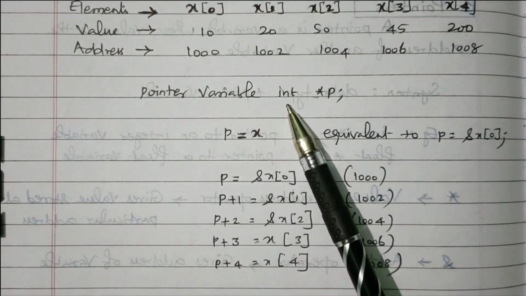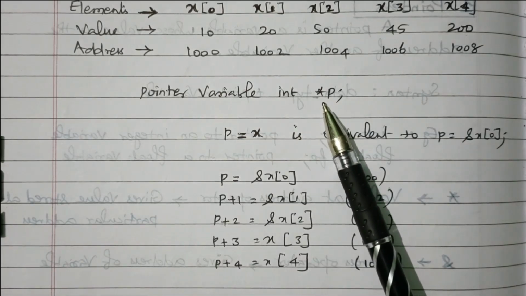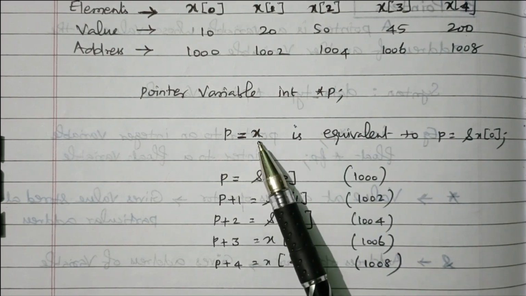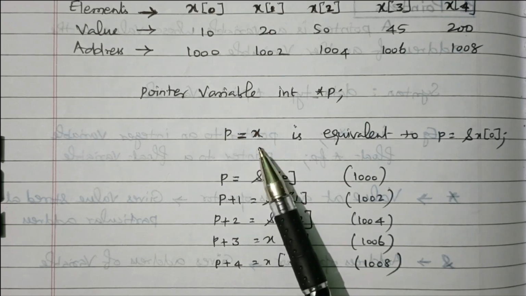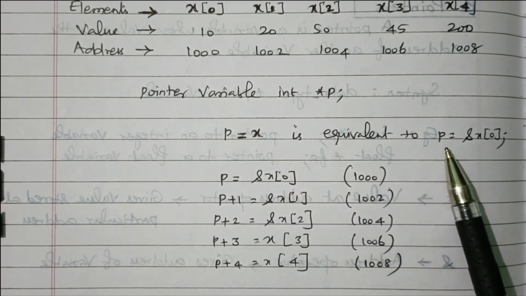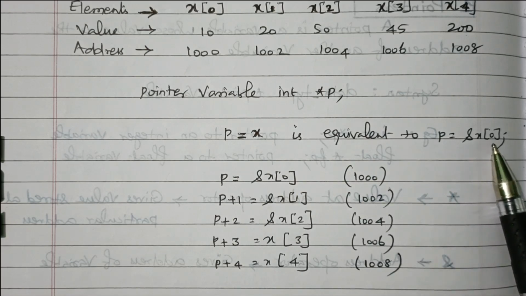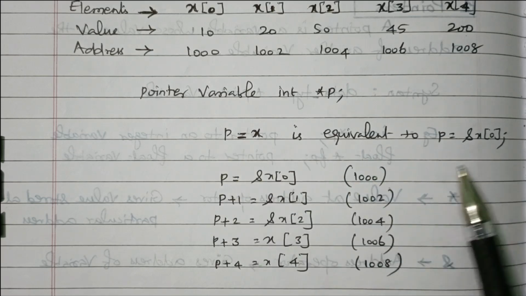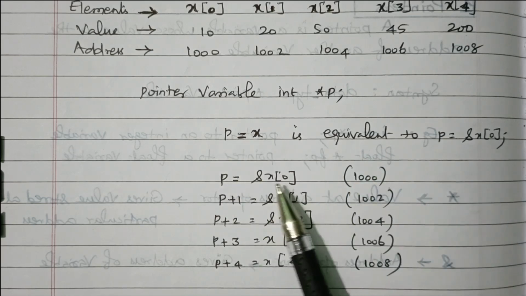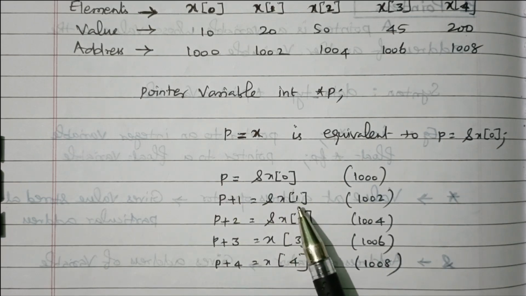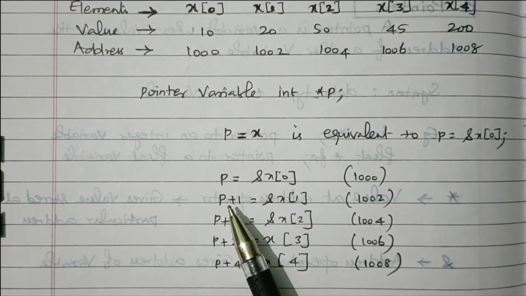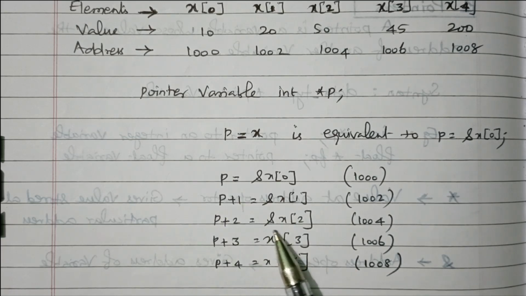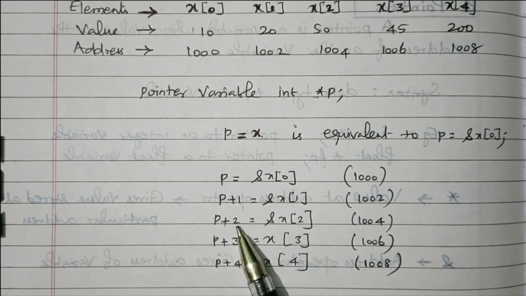The pointer variable is int *p, right? We declare one pointer variable, *p equal to x. What is the meaning? The content of x is stored in p, that is equivalent to p equal to address of x[0], right? Address of x[0], so both are equal. What is the meaning? The address of x[0] is stored in p, the address of x[1] is stored in p plus 1. So an array is a collection of elements; similarly, the pointer will also be incremented. The address of x[2] will be stored in p plus 2.